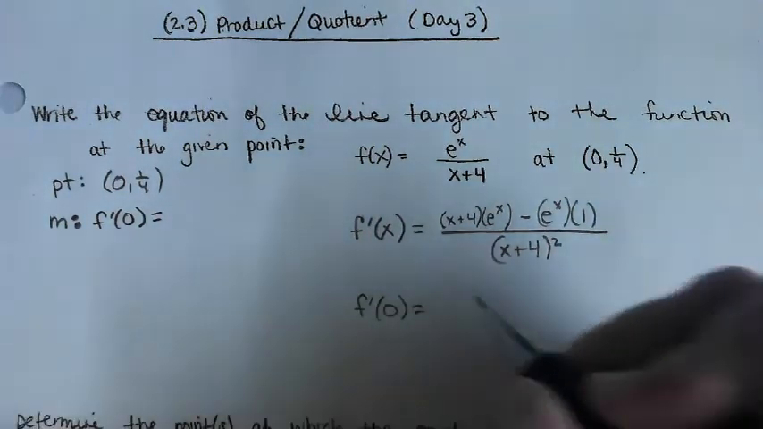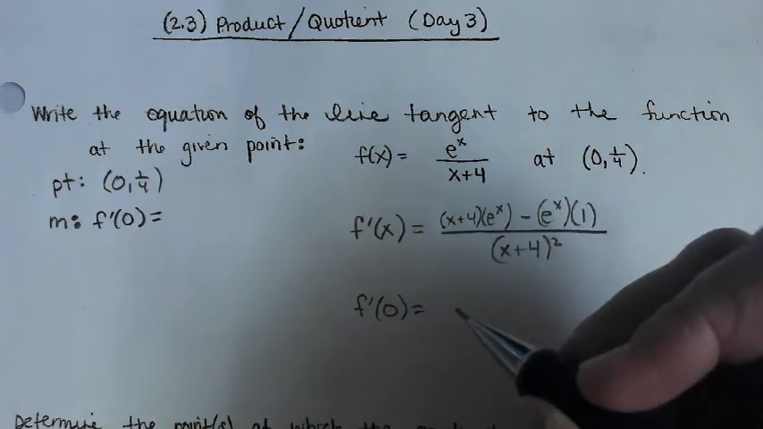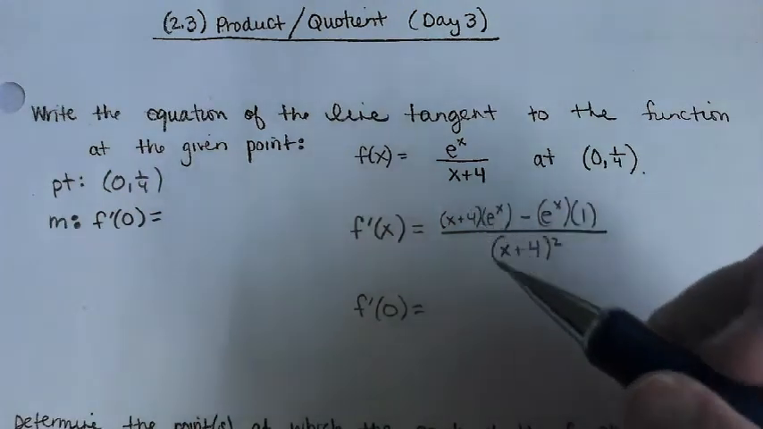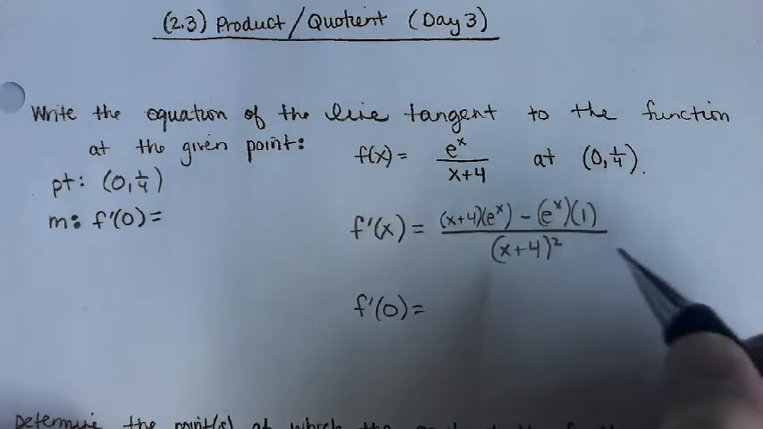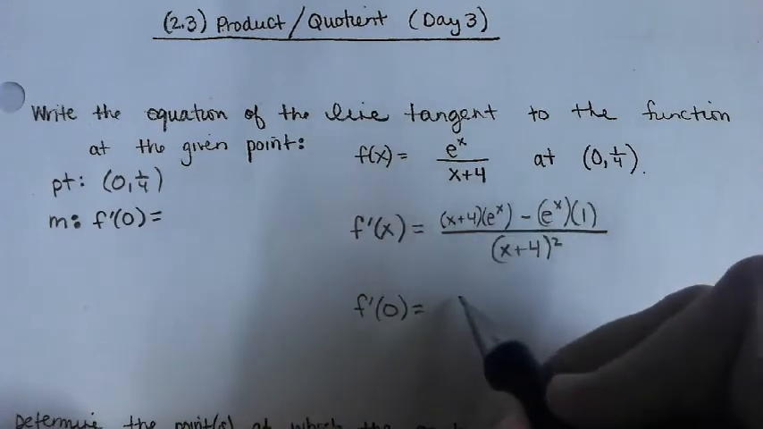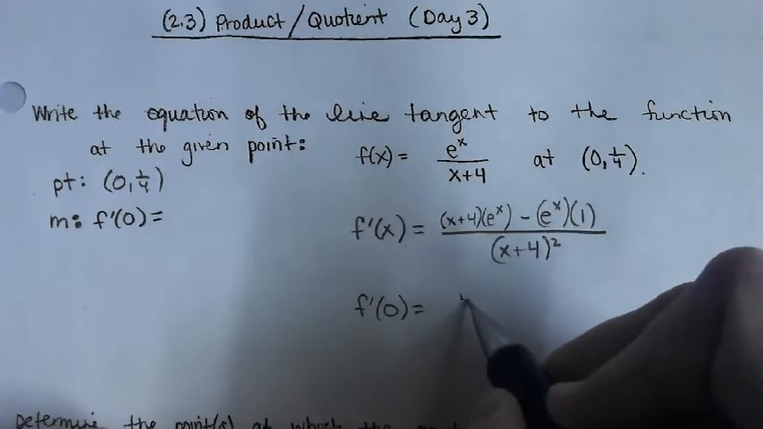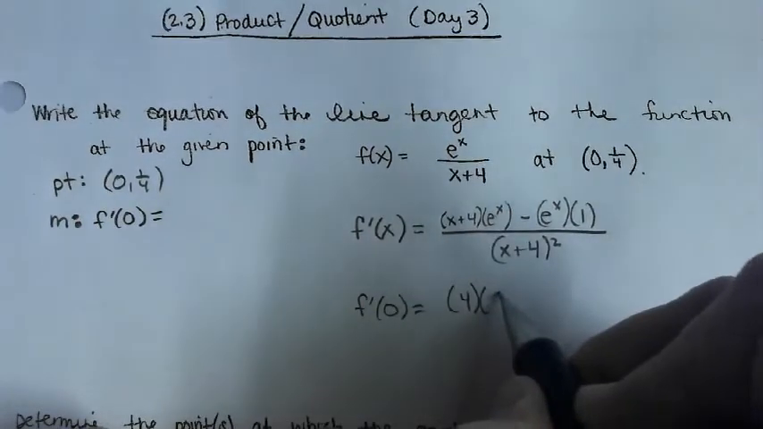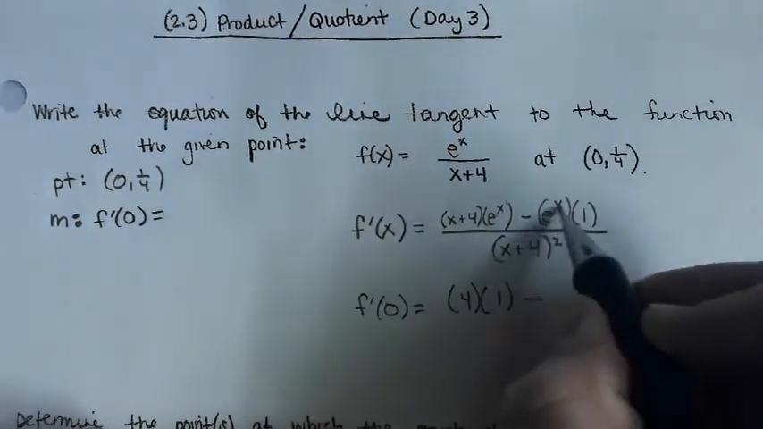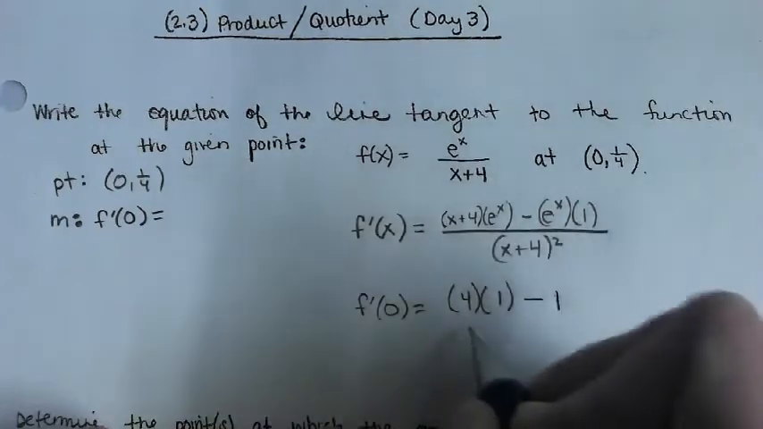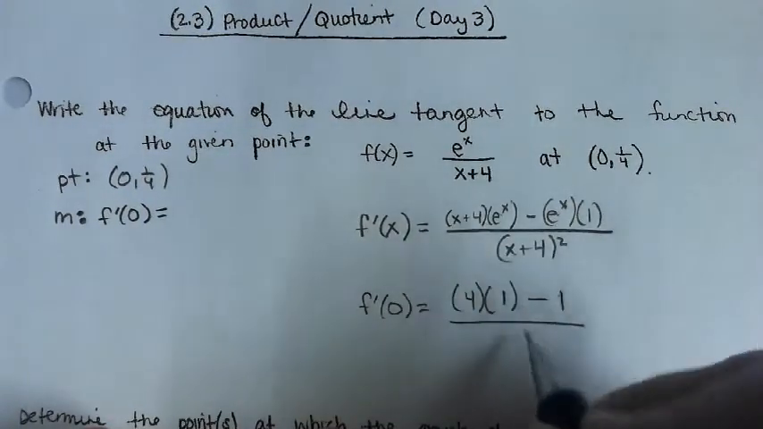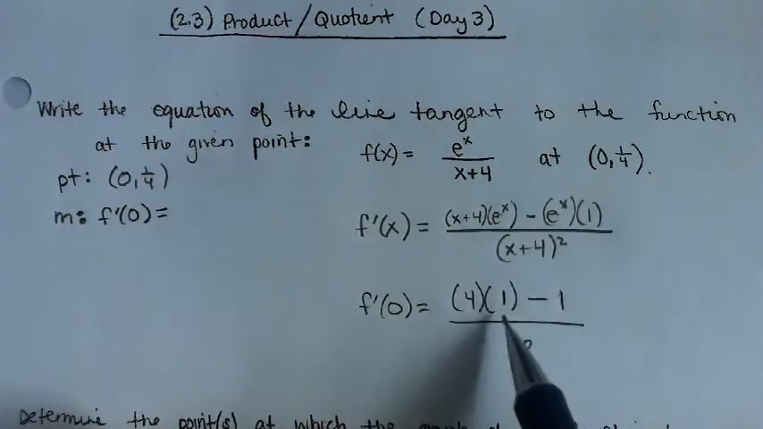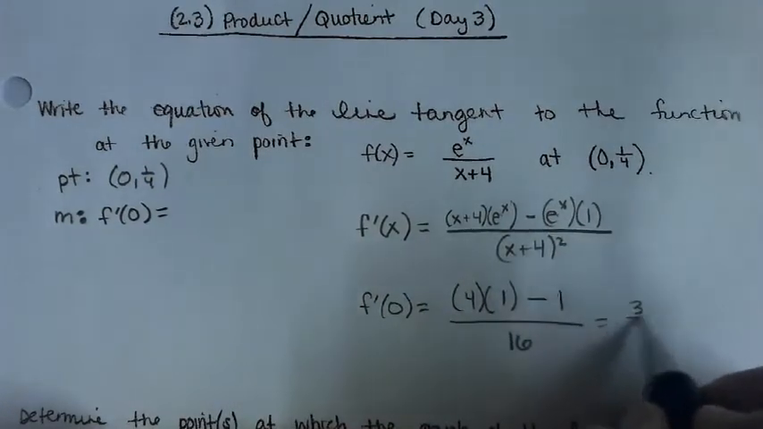Sometimes you might choose to simplify just for your own betterment on finding the value of the derivative at a certain value, but you don't have to if you're feeling lost. So that's going to be 4. e to the 0 is 1. Minus e to the 0 is 1 over 0 plus 4, 4 squared is 16. So that's just 3/16.